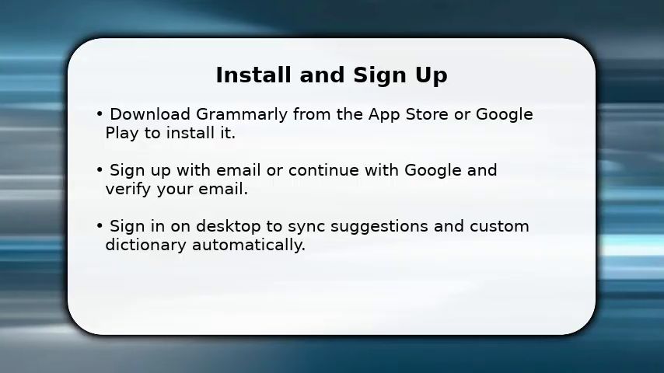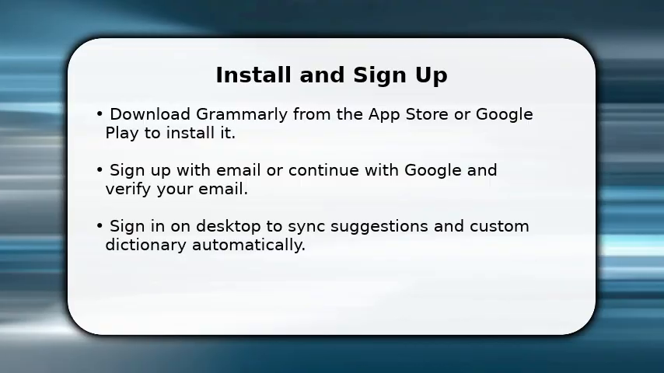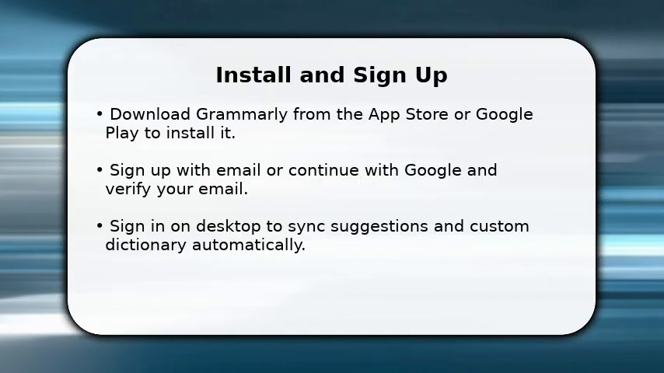Open your device and visit the App Store or Google Play to download Grammarly. Tap Install and wait until the icon appears on your home screen. Launch Grammarly and choose Sign up with email or Continue with Google. Set a secure password and verify your email when prompted by the app.